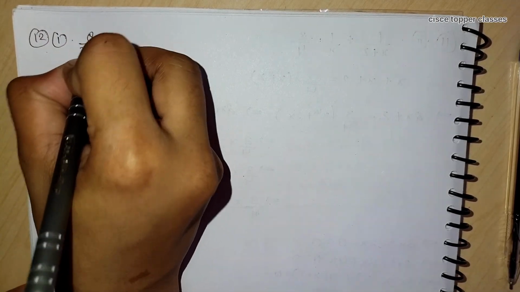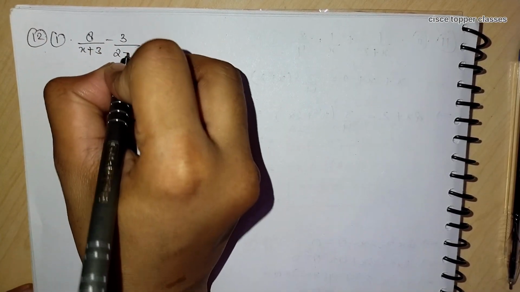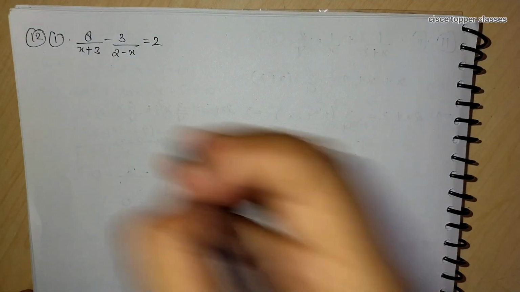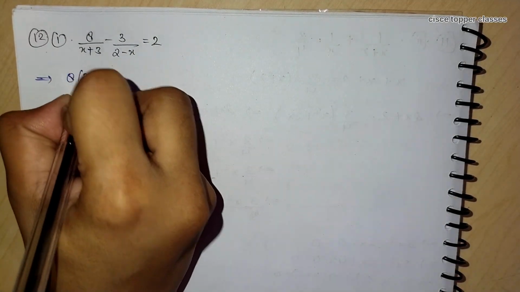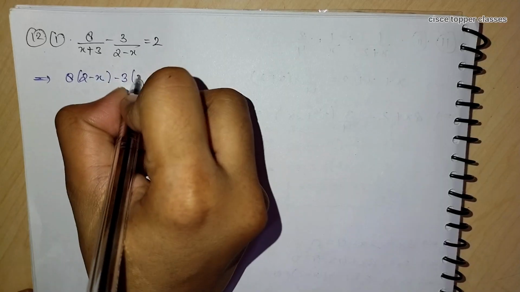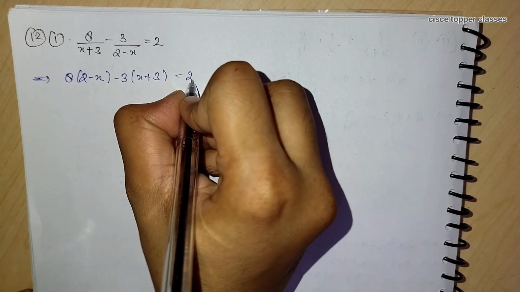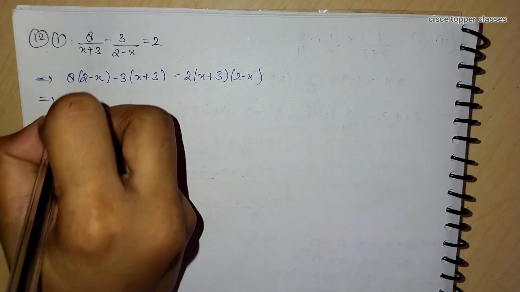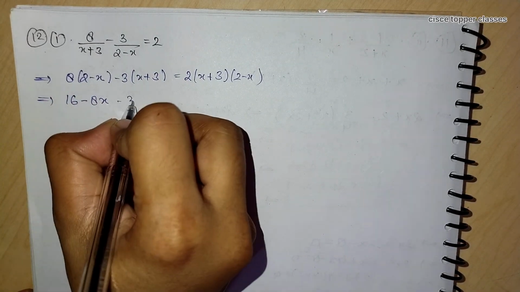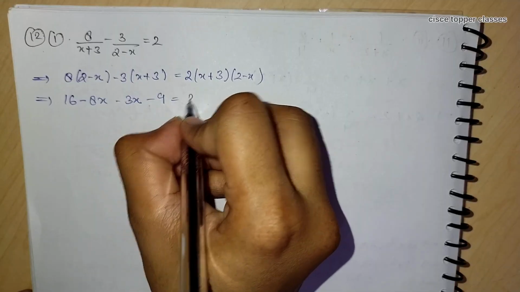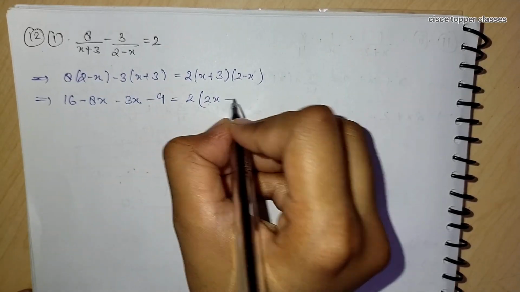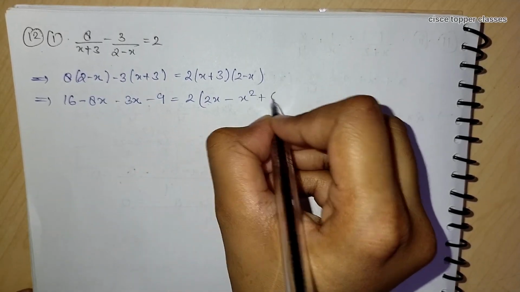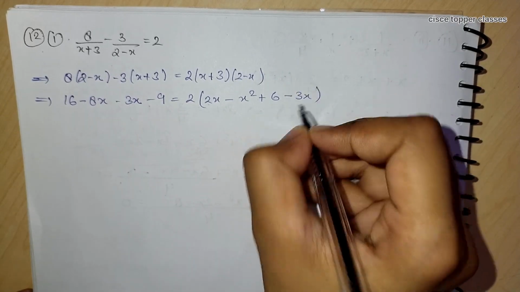Let us solve here question number 12, first part, which is 8(x plus 3) minus 3(2 minus x) equal to 2. So it is 8, 2 minus x minus 3, x plus 3 equal to 2, x plus 3, and here 2 minus x. So 16 minus 8x minus 3x minus 9 equal to 2, here 2x minus x square plus 6 minus 3x.